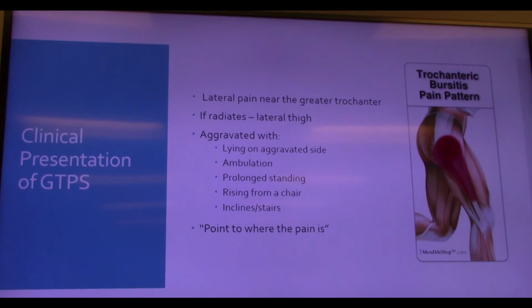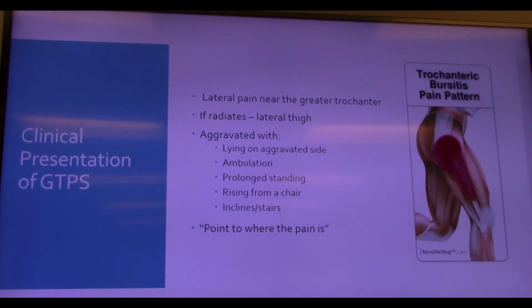If we're looking at clinical presentation of GTPS, just to review, you're looking at, again, lateral pain near the greater trochanter. If it's radiating anywhere, it's going to radiate directly down the lateral thigh. If it's crossing more medially, you're thinking more radicular patterns of pain. And anything that aggravates the greater trochanter or insertion of glute med or min is going to aggravate the lateral hip pain itself.